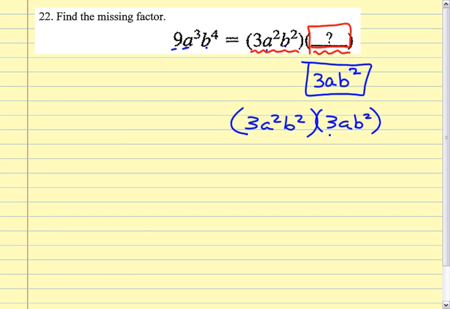3 times 3 gives me 9. A squared times a gives me a cubed. B squared times b squared gives me b to the 4th. Then you check. Perfect. Couldn't have done any better. That's my answer. Nice. How do you show your work for this?